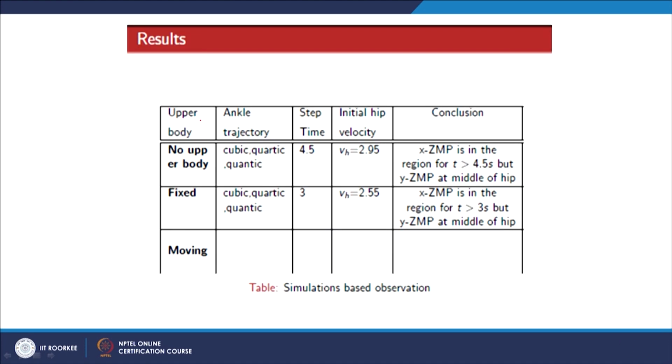Now, there are 3 different types of upper body motion. There is no upper body, that is, only the 2 legs are considered. Without any upper body, mass is considered to be 0. So, in this case mostly it is unstable. There is a fixed upper body, which does not move in the left and right direction, it is always fixed, and the ankle trajectory is taken to be, let us say, the cubic for various polynomials. It is again not very stable, it shows some unstable situation.